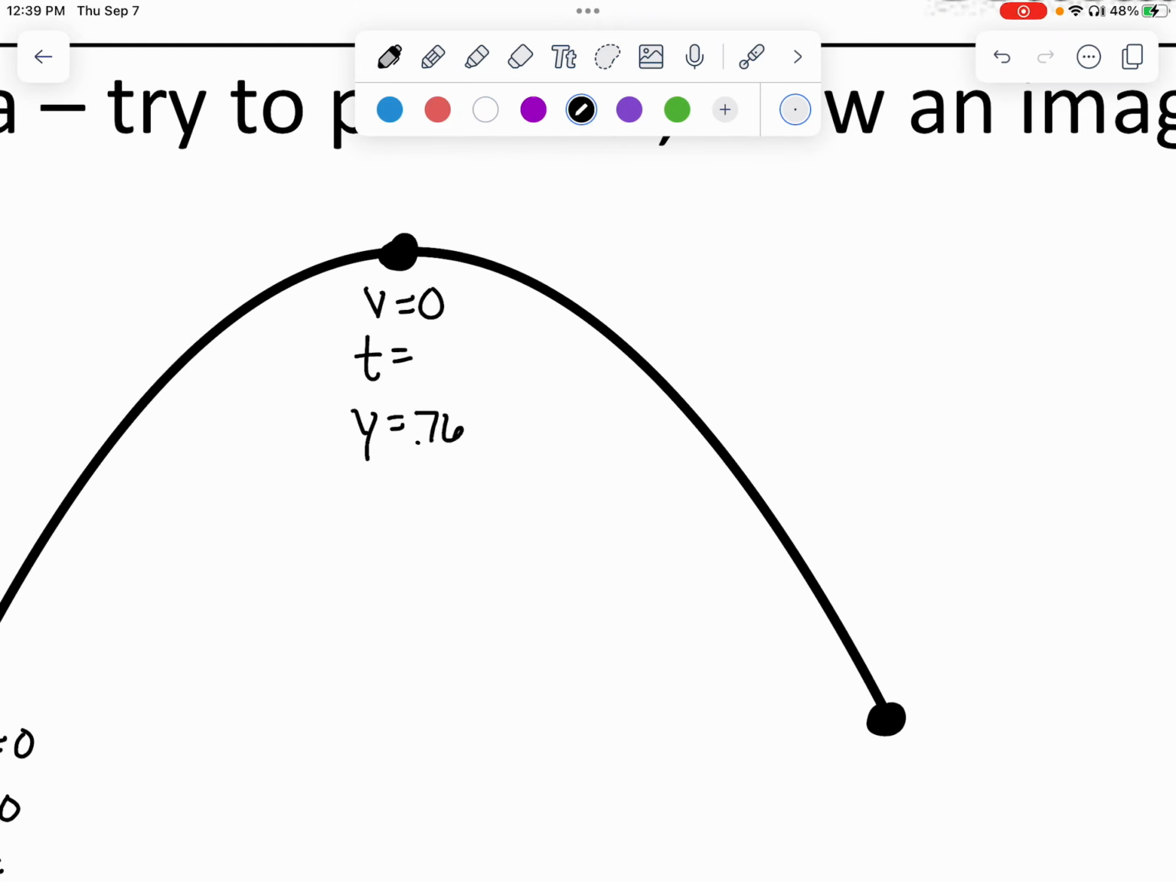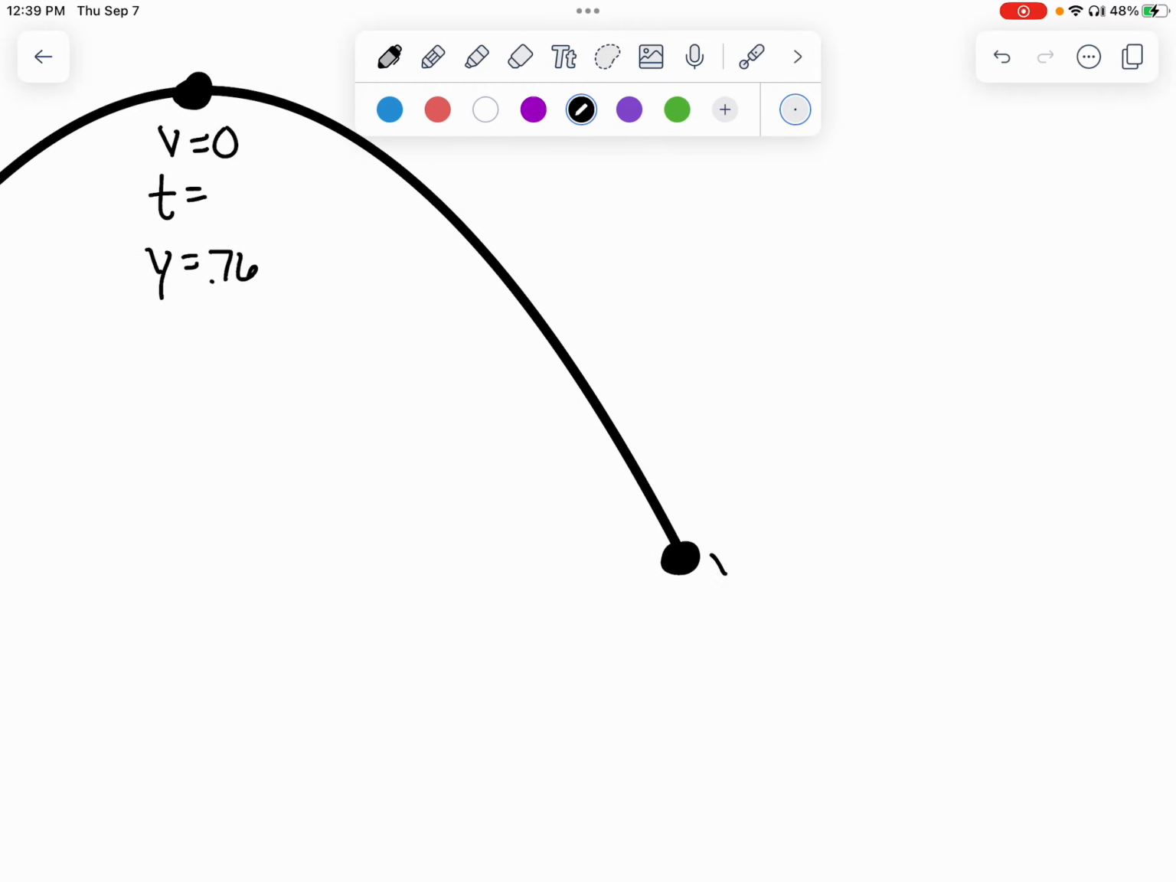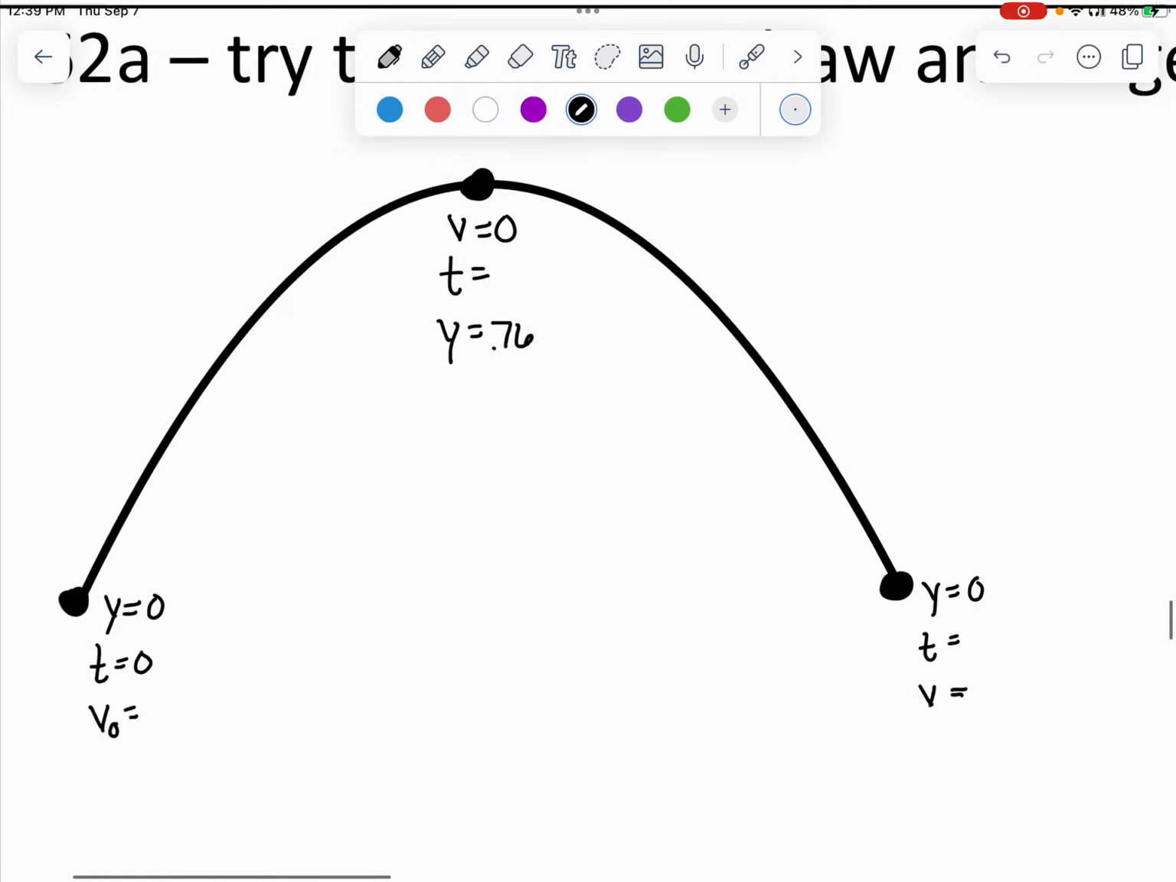In addition, I know down here that y is 0. I do not know the time. I do not know the velocity. They had a couple of questions about the 15 centimeter mark, so we're going to focus in on that 15 centimeter mark.